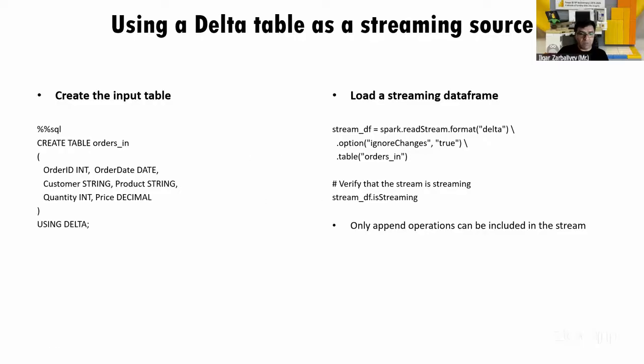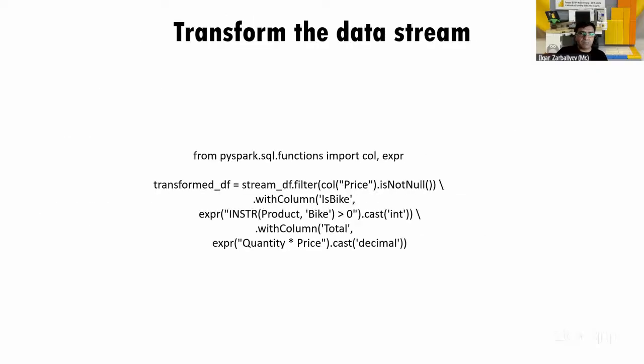Now, one important caveat. When using a Delta table as a streaming source, only append operations can be included in the stream. Data modifications, updates and deletes can cause an error unless you specify the ignoreChanges or ignoreDeletes option. That's why ignoreChanges appears in this example. It's a small detail that will save you a confusing error message later.